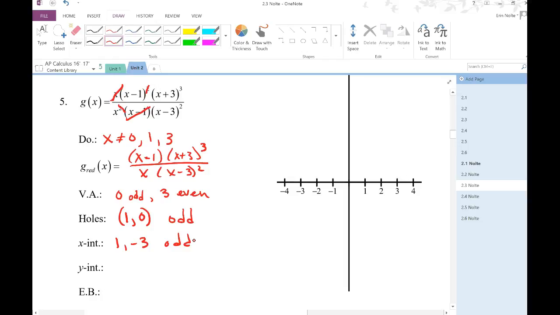Y-intercept. Set the x equal to 0. Ooh. 0. Yeah, no. But you kind of are close. There's a problem with 0. It would be 0 if there wasn't this vertical asymptote there. So if there's a vertical asymptote at the y-axis, there is no y-intercept, right? It doesn't cross.